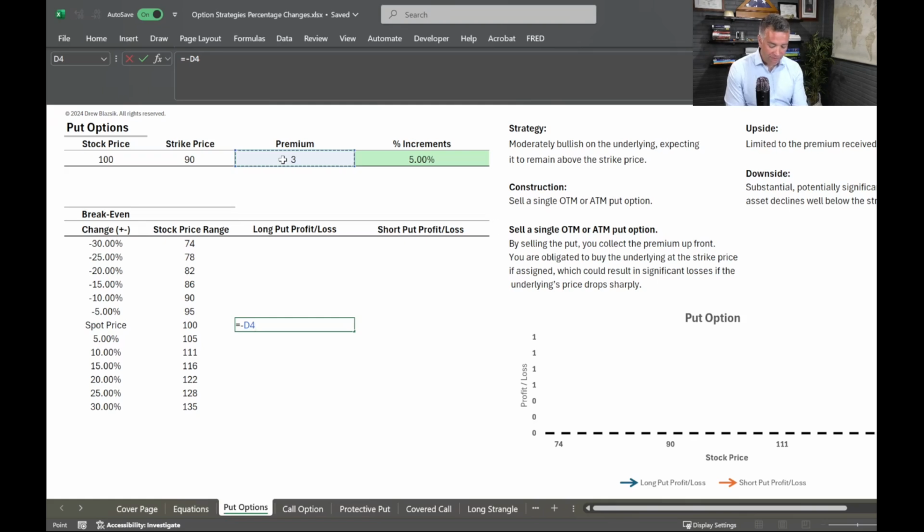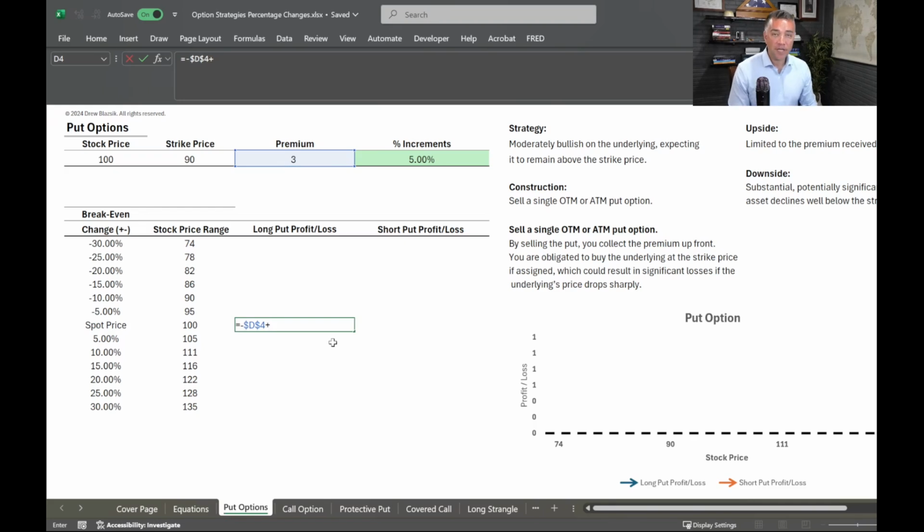And then I'm going to press function F4. You want to make sure you put dollar signs. I'm going to make that an absolute reference. The reason is I don't want to plug in every single cell here. I want to drag that down and copy that formula. But I don't want that premium to copy down. I want it to stay at 3.